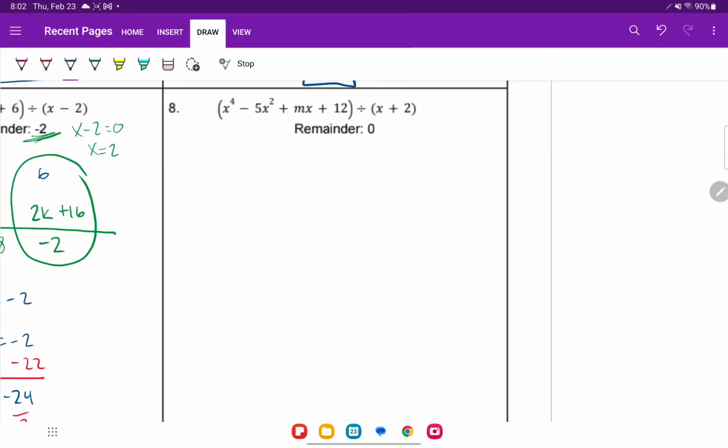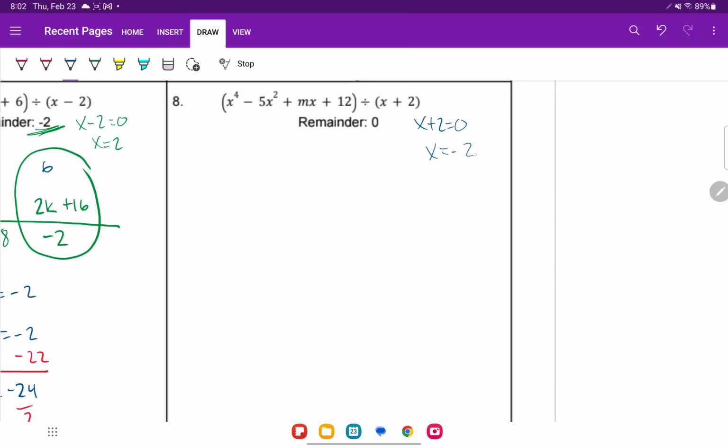So we're going to take x plus 2 and set that equal to 0. So x plus 2 is equal to 0. When we solve that, we should get x is equal to -2. And we subtract it over. So my pivot point is -2. For my dividend, we have x to the 4th, the power is 1. We don't have x cubed, so we're going to place a 0. We have x squared, which is -5. Our x is positive m, and then our constant is 12.